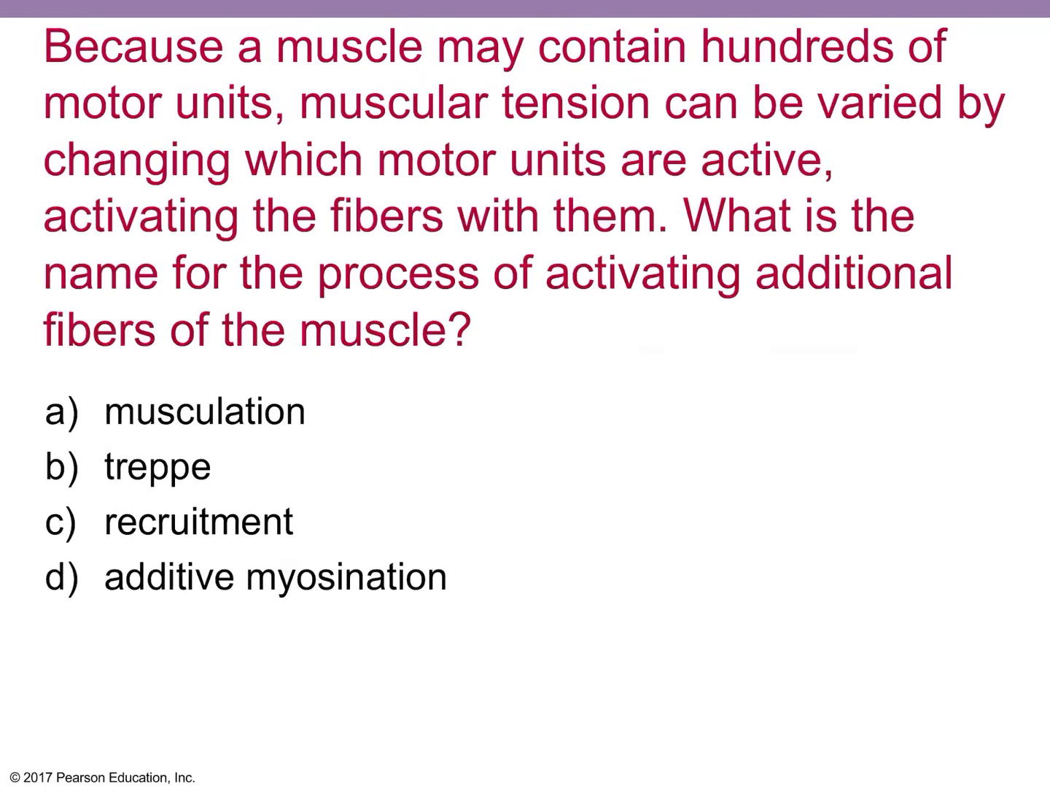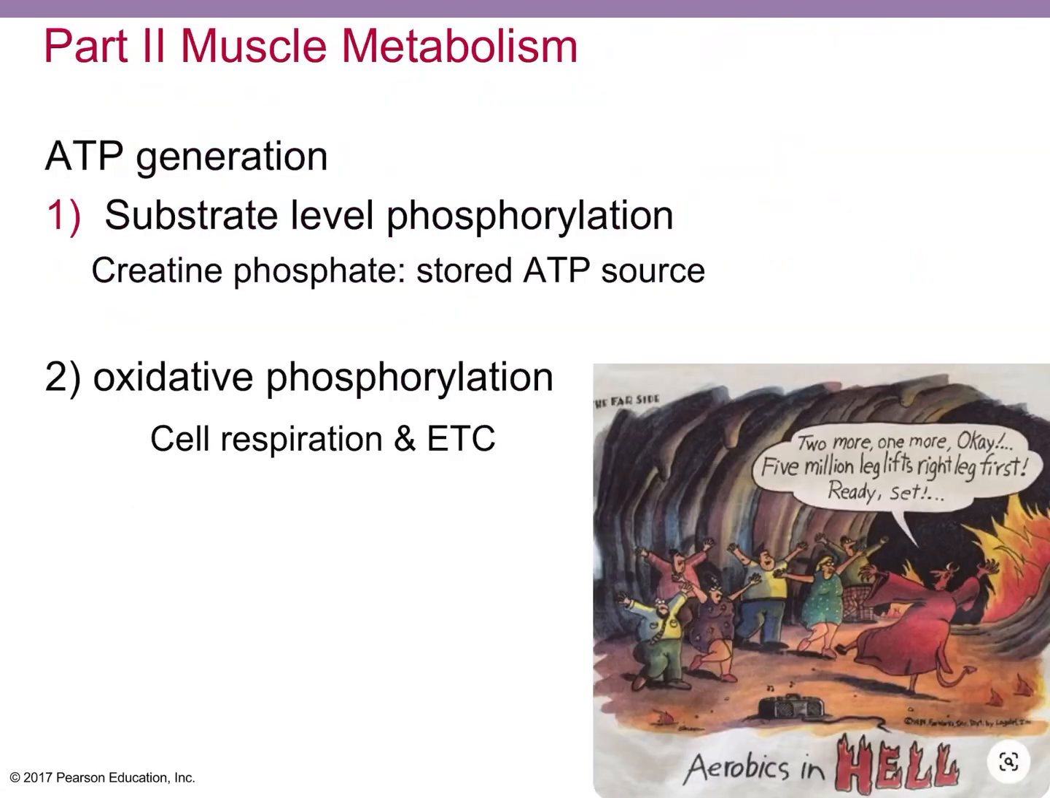Because a muscle may contain hundreds of motor units, muscular tension can be varied by changing which motor units are active, activating the fibers within them. What is the name for the process of activating additional fibers of the muscle? Answer is recruitment. All right, so that's the end of part 1.